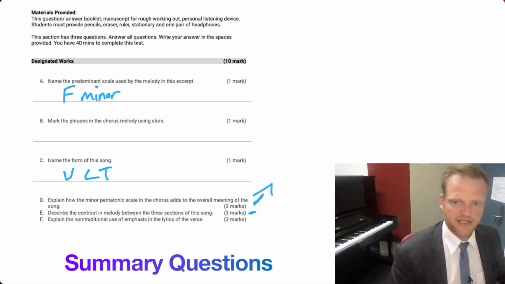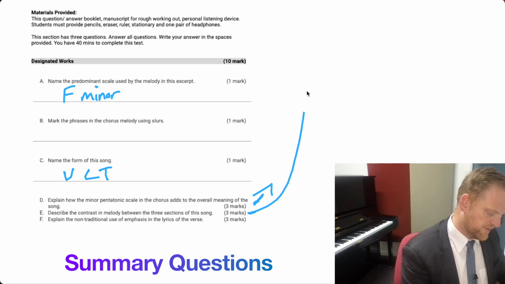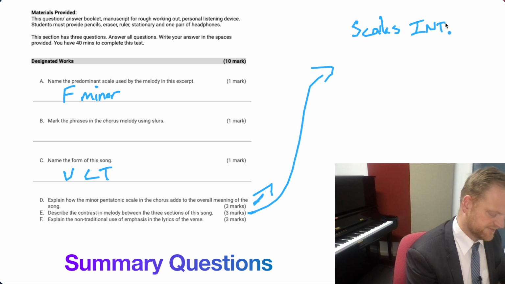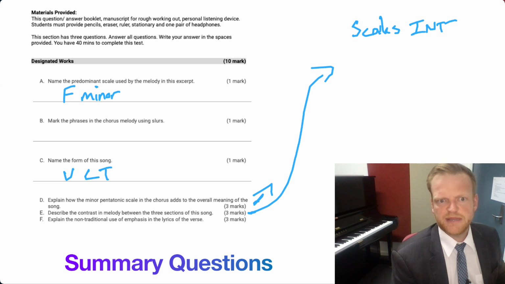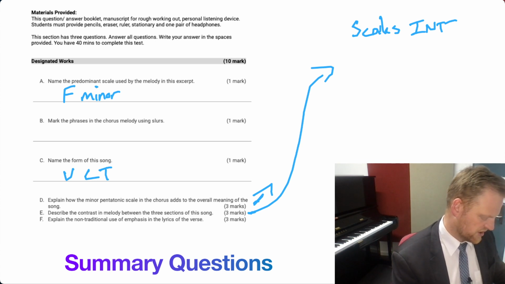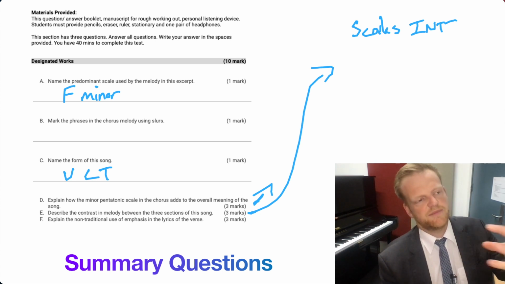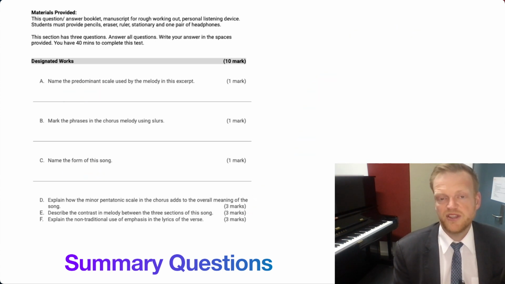I talked about this one here. Describe the contrast in the melody. So that's an easy question to write. It's hard to answer because you need to use some of the things I talked about right at the start, which is like you need to talk about scales and intervals, that kind of stuff. And what I talked about in the verse, the last question is explain the non-traditional use of emphasis in the lyrics of the verse. So the way that the lyrics create a really strong syncopation in that 16th rhythm. Okay, I hope that was helpful for you, and I'll see you soon.